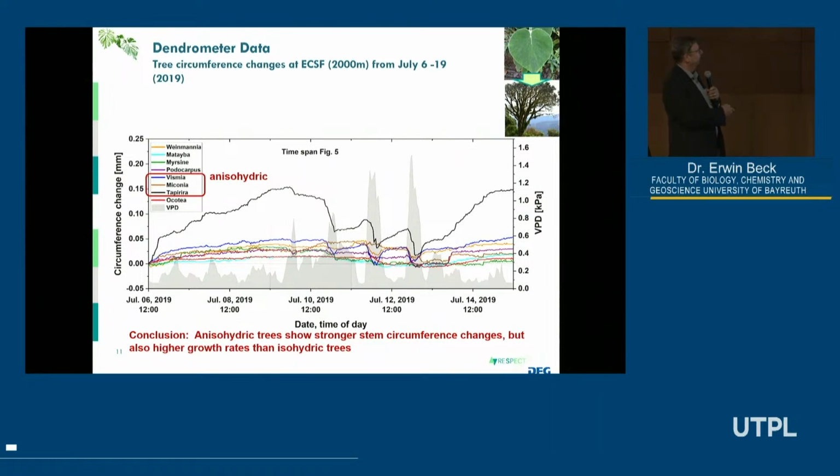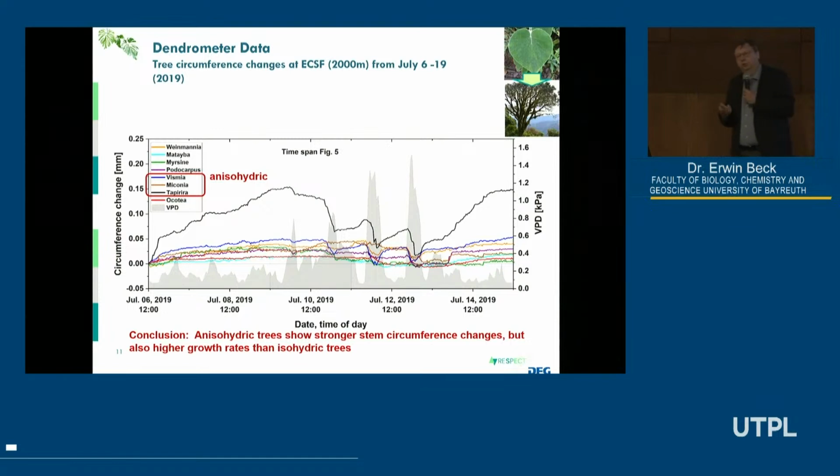What is specific is that, again, the group of unisohydric trees represented here by Vismia, Miconia, and Tapirira, the black, the blue, and the orange line, they have a higher amplitude of stem diameter variations, and if there are good growing conditions, they grow faster than the isohydric trees. So that's what we conclude. The unisohydric trees show stronger stem circumference changes, but also higher growth rates.